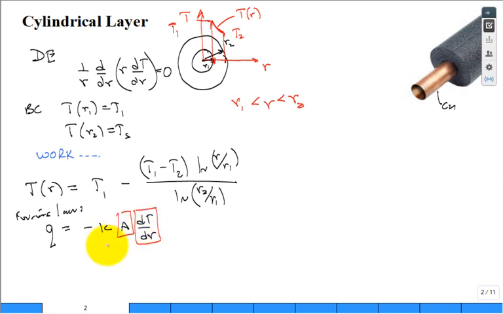And A, I want to spend a little bit of time on. All right, let's focus on A first. For this problem, clicker question, the answer is either A or B. The area of interest, is it going to be pi (r2 squared minus r1 squared)? That would be answer A. Or is it going to be 2 pi r times L?